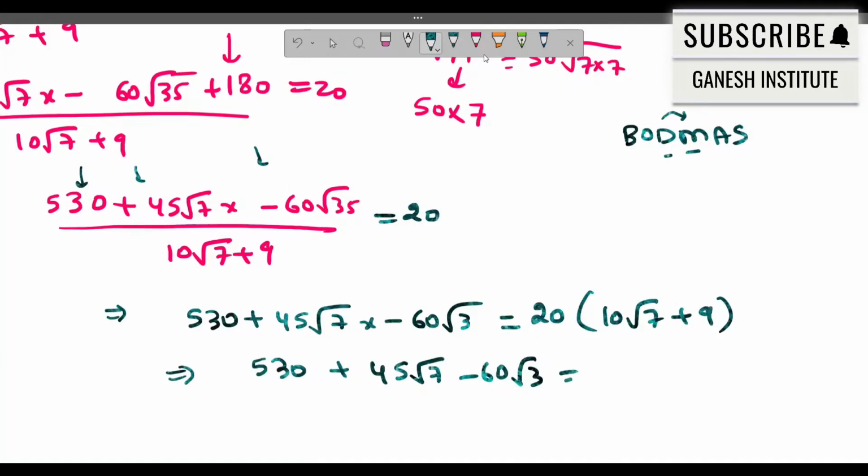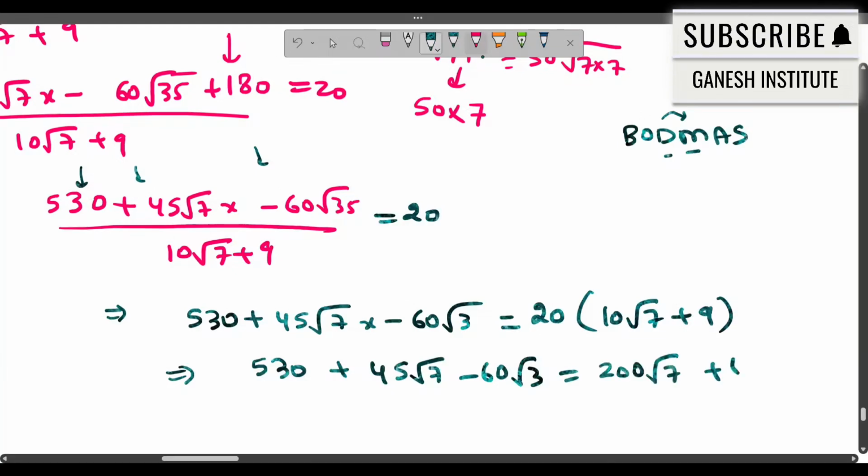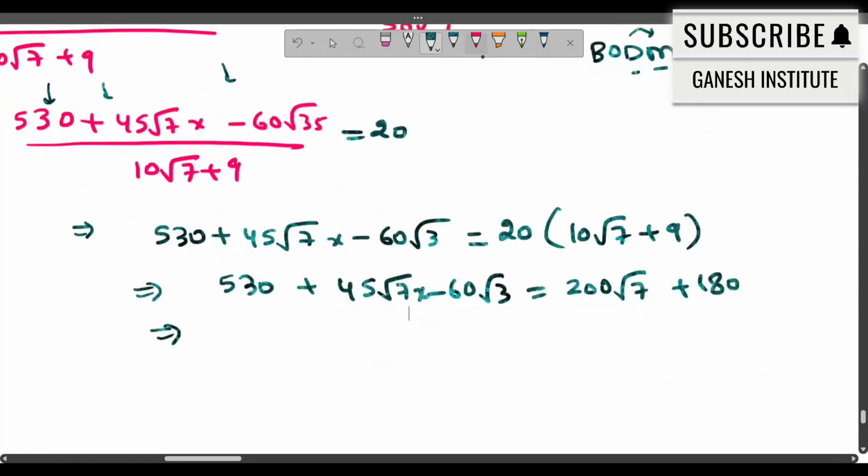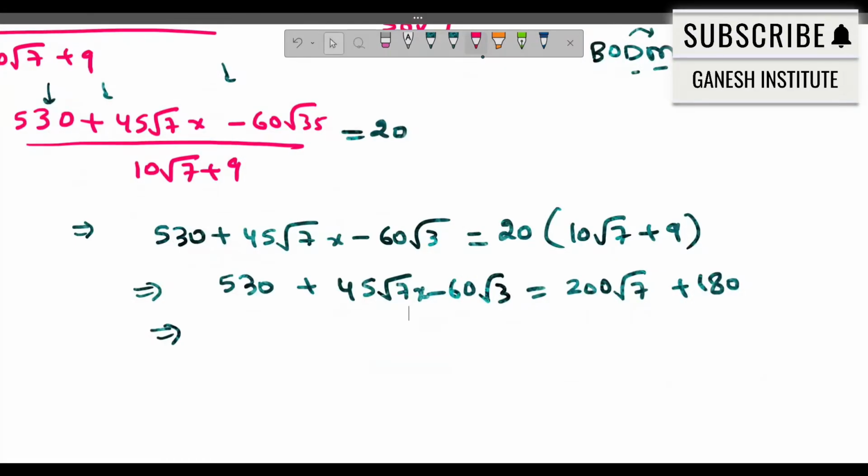Root 7 plus 29, 180. Now you can solve this. Where is the x part? Oh, here. Okay, now what you can do, you can keep the x part here. Rest, everything will go to other side. Right? Yep.